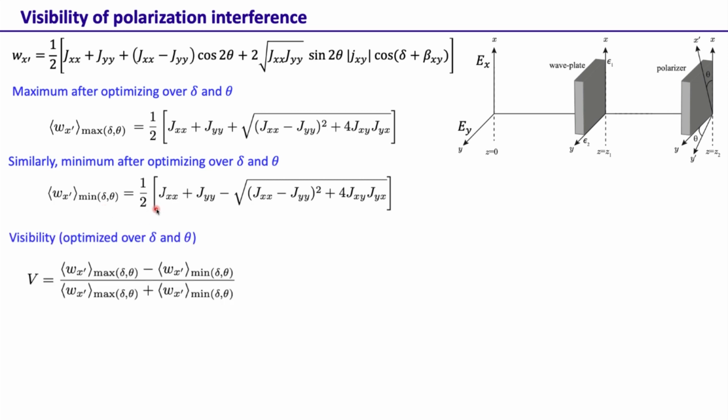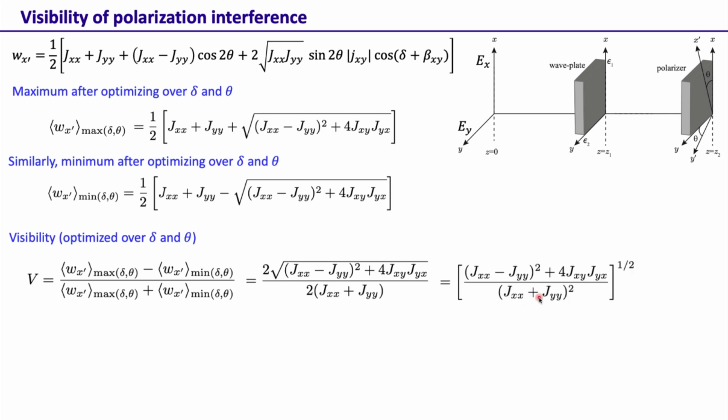Okay, so the visibility, which is optimized over delta and theta, is this: omega x prime maximized over delta and theta minus omega x prime minimum, divided by omega x prime max plus omega x prime min, and this quantity comes out to be this, twice the square root of jxx minus jyy square plus 4 jxy jyx divided by 2 times jxx plus jyy. This we can then rewrite in this form. This is the square root, we have just opened it up, included this in here, so that there's a square and there's a 1 over 2 over there.